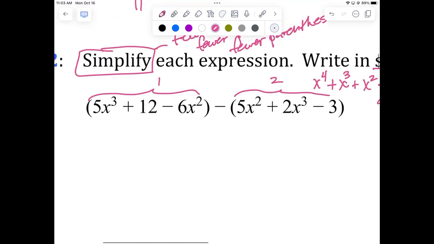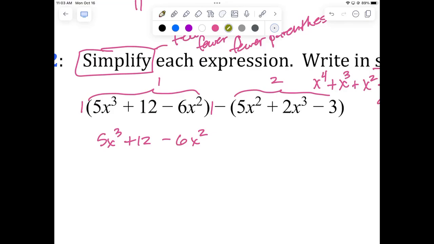Is there anything to distribute in the first one? No. I have a 1 on the left implied, which we don't distribute, and I have a 1 on the right side, which implies to distribute a 1. I don't have to distribute a 1, right? So the first one, the parentheses were there just for grouping purposes. I don't really need to distribute anything.